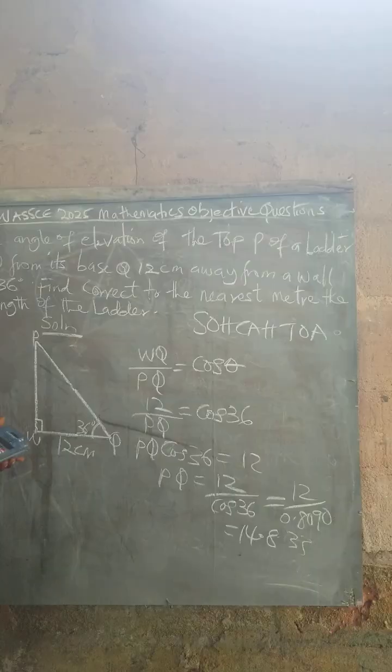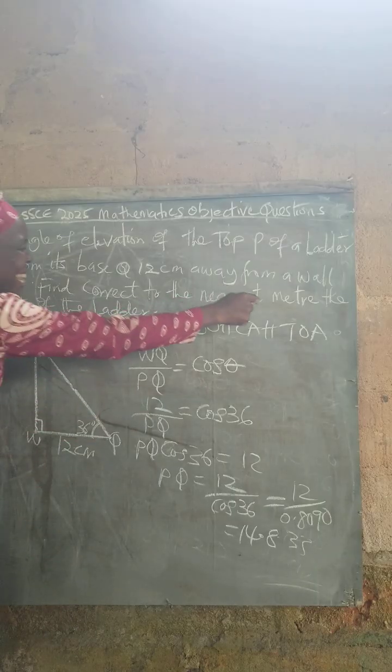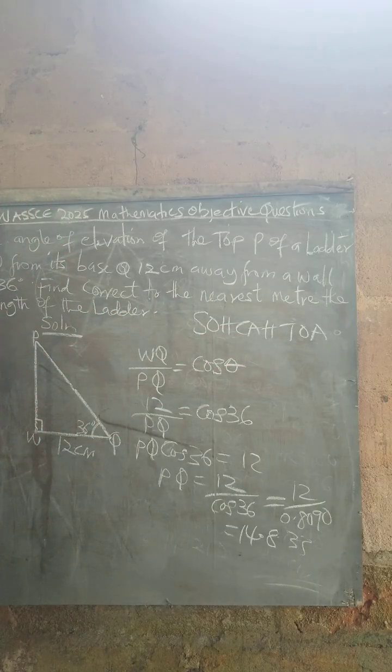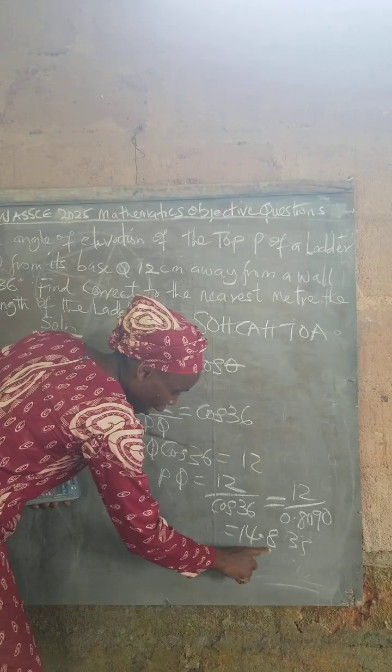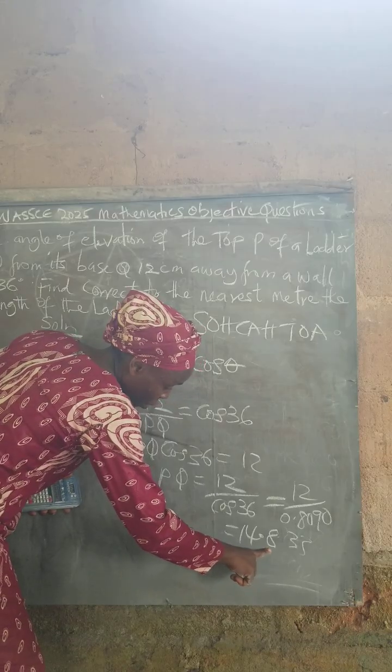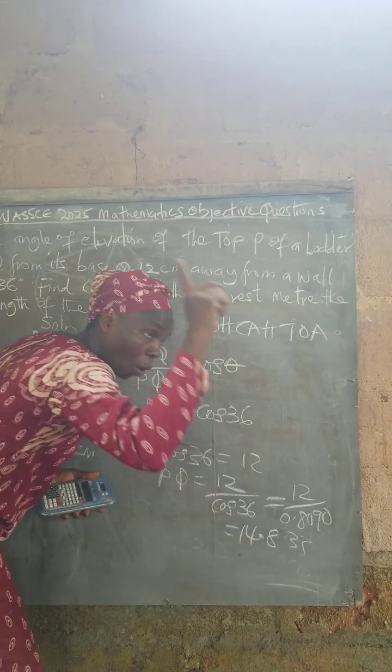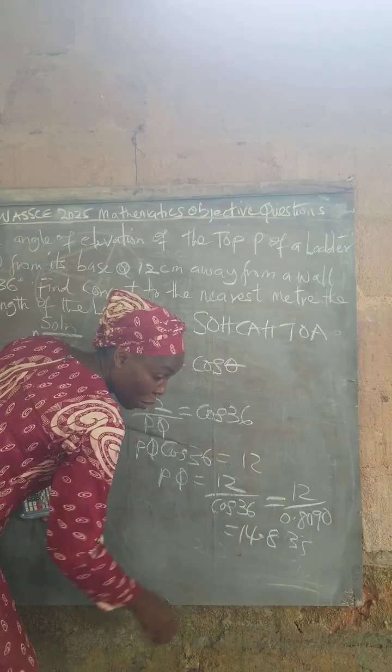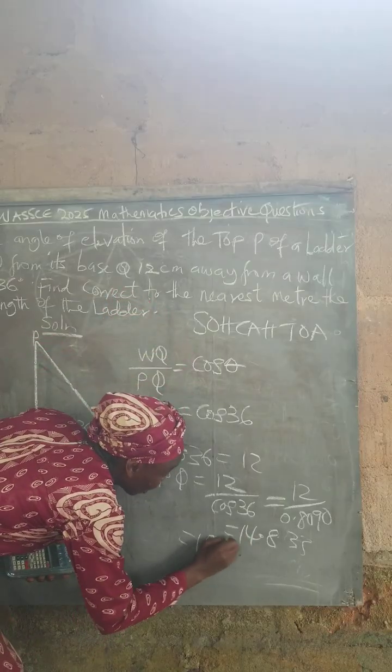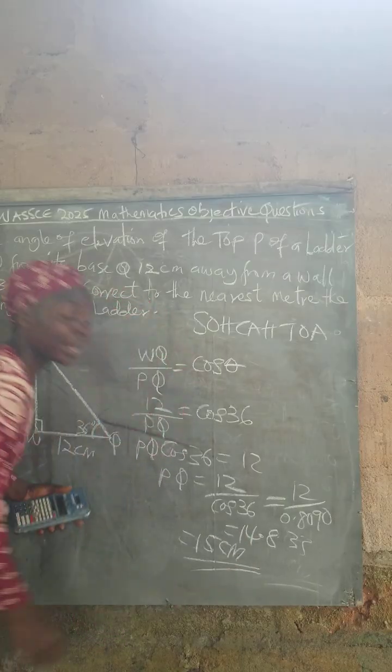14.833. But you are told to correct to the nearest meter the length of the ladder. So for the nearest meter, this 8 is up to half of 10, so I call it 1 and add it to the 4 here. It becomes 5. So I have 15 cm. This is the length of the ladder.